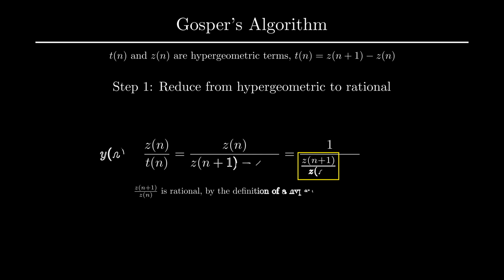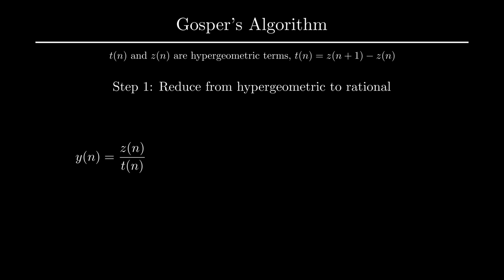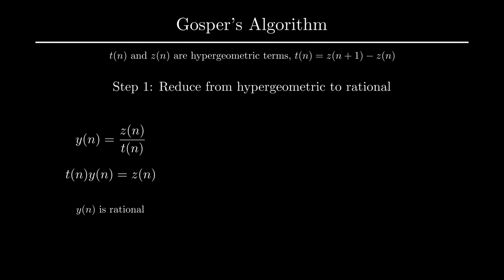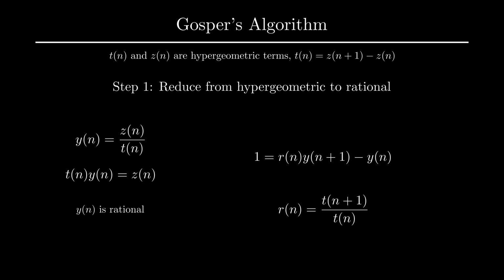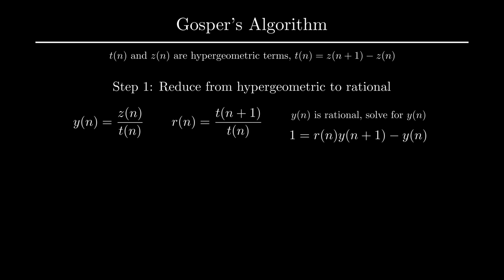Let's call this rational function y. Now we can multiply both sides by t to get that z equals y times t. Let's substitute this expression for z into our starting equation here, and we get this. Let's now substitute this ratio here, which is again rational by definition, with r of n. Notice that we are looking for rational solutions of y now, rather than hypergeometric solutions, and clearly, a solution for y would give us a solution z.